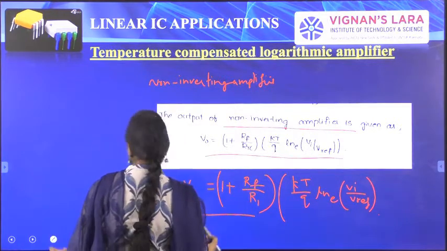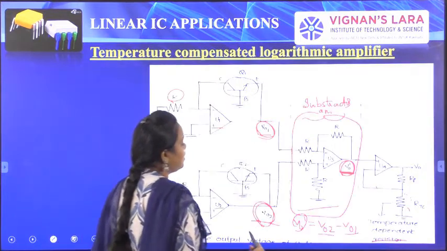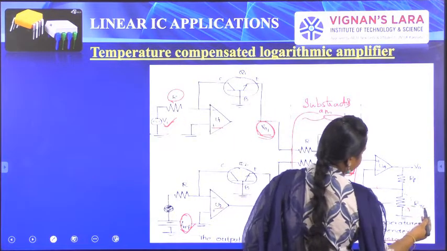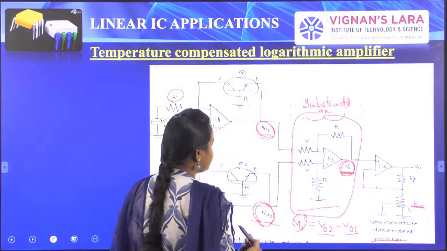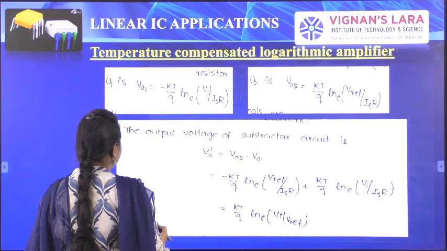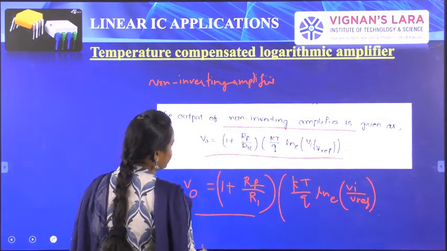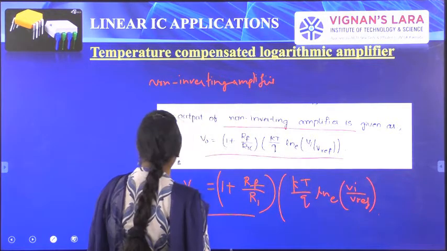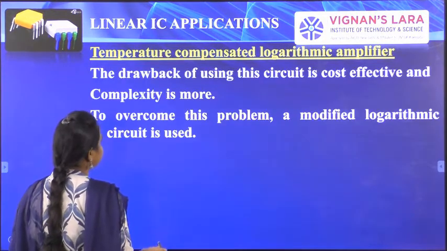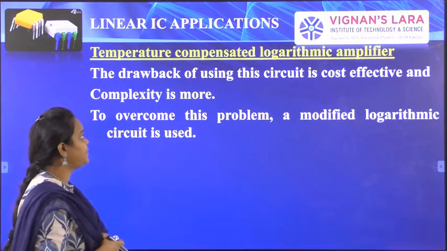R1 means here from the circuit RF by R1 means RTC. So in the place of R1 we are simply putting RTC there. So here we can get a final equation: V0 equals 1 plus RF by RTC, times kT by Q ln of Vi by V reference. So this is about a temperature compensated logarithmic amplifier.